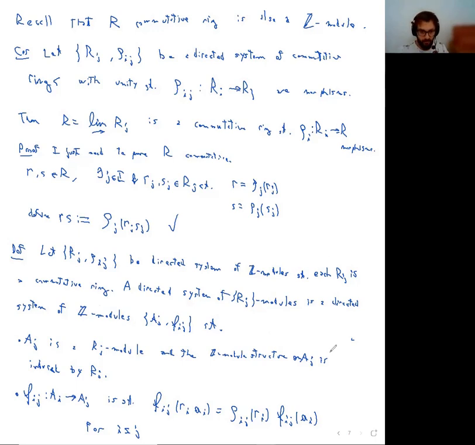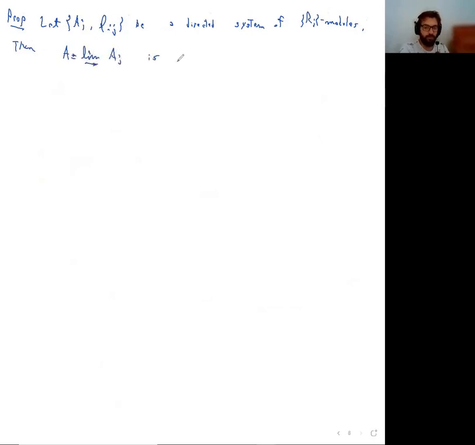Okay. And the interesting thing here is the following proposition, which says that if you have such a directed system of Rj modules, then the limit is a module over the limit. Yeah, this is the interesting part.